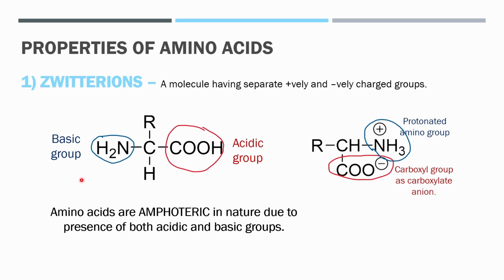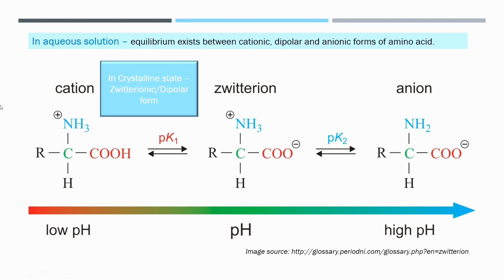Since an amino acid has both a basic and an acidic group in the same molecule, they're also termed as amphoteric in nature. Moving on to the different ways an amino acid can exist: the Zwitter ionic form exists only in the crystalline state of the amino acid. But in an aqueous solution of an amino acid, instead of just the Zwitter ionic form, it actually exists as an equilibrium between the cationic, dipolar, also called the Zwitter ionic form, and the anionic form of the amino acid.